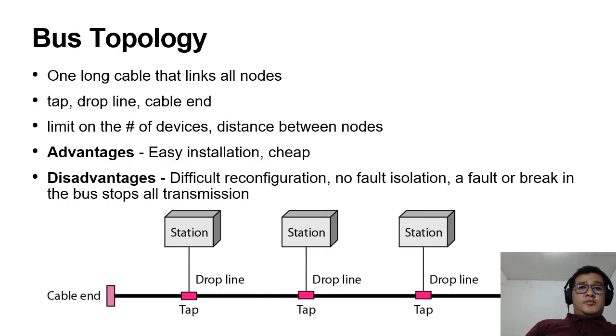The bus topology is one long cable that links all nodes, from the first cable to the end of the cable, with taps and drop lines. There are limits on the number of devices and the distance between nodes. The advantages are easy installation and low cost. The disadvantages are that it is difficult to reconfigure and there is no fault isolation. A fault or break will stop all data transmission.